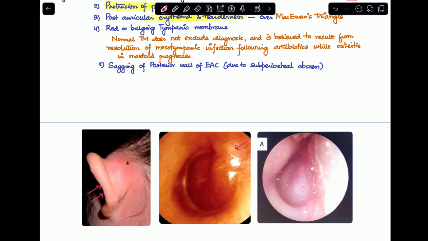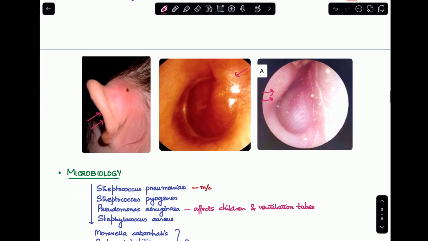Because in these cases, it is believed to result from resolution of the mesotympanic infection following the use of antibiotics. However, even though antibiotics are being given, the osteitis in the mastoid keeps on progressing, and that leads to the formation of acute mastoiditis. The third image over here shows you the sagging of the posterior wall of the external auditory canal, and this is usually seen due to the development of subperiosteal abscess. So these are the clinical features of acute mastoiditis.